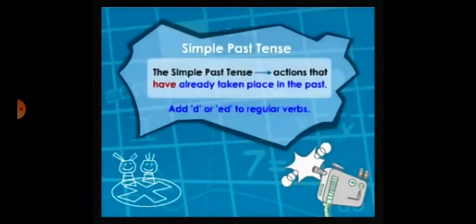For example, walked. We added ed to the word walked. So what will walked be? It will be a regular verb. And the irregular verbs are the verbs where we do not add d or ed. So we form past tense words by adding d or ed to regular verbs. For example, walked, talked, jumped. Okay?